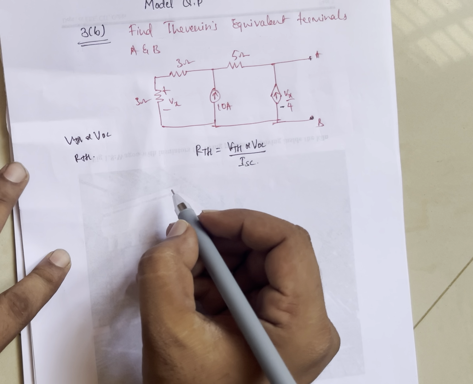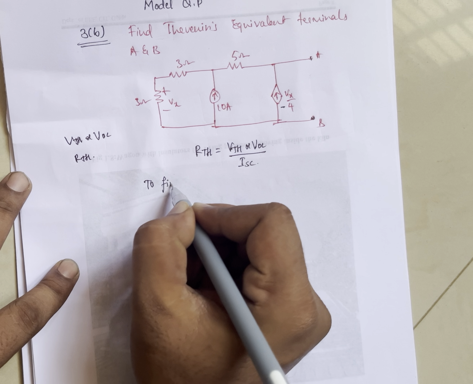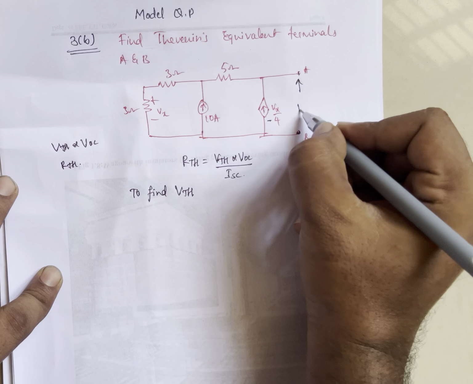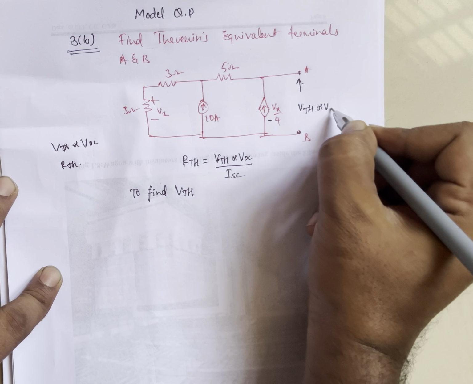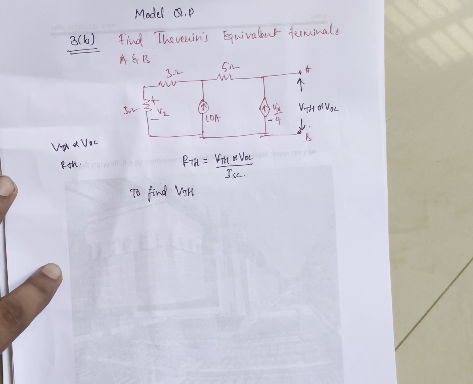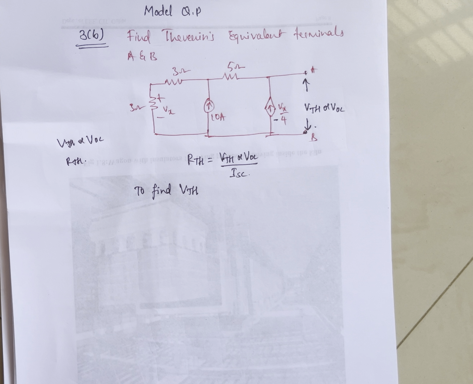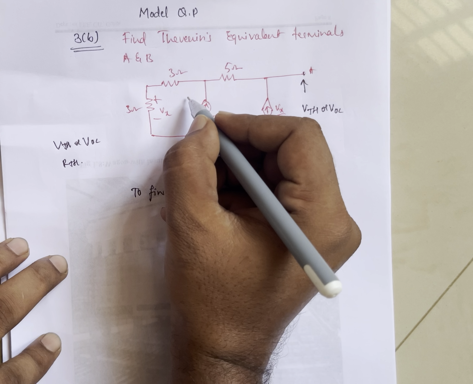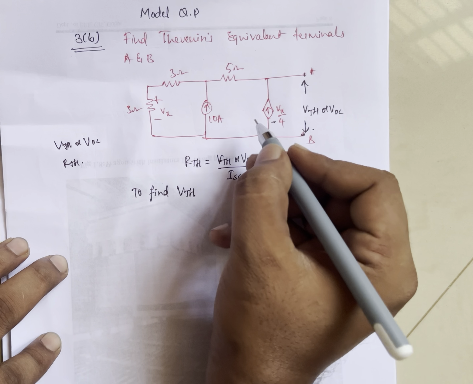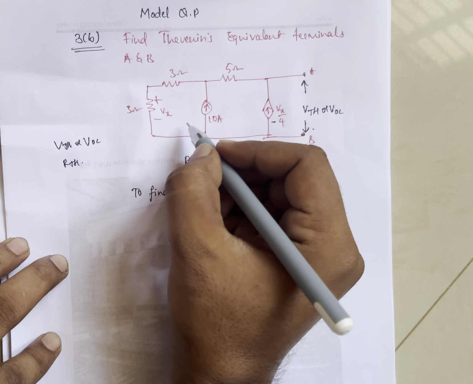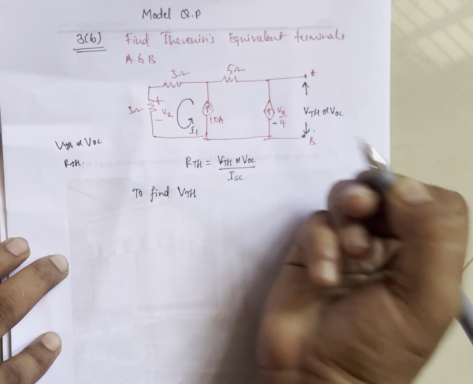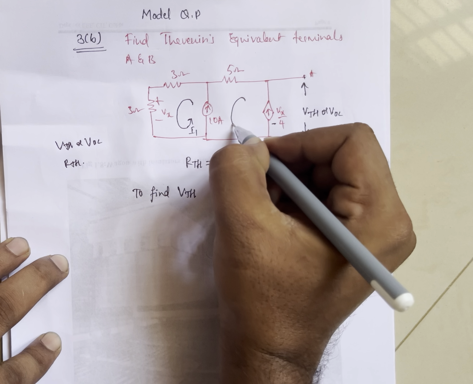So now to find VTH, that is nothing but here, this is VTH. Now we need to find the value of VTH or VOC. Either you can use the nodal analysis method or the loop analysis method. Here I'll use the loop analysis method. I'll give the loop directions. Okay, so I1 is flowing here and I2 is flowing here.